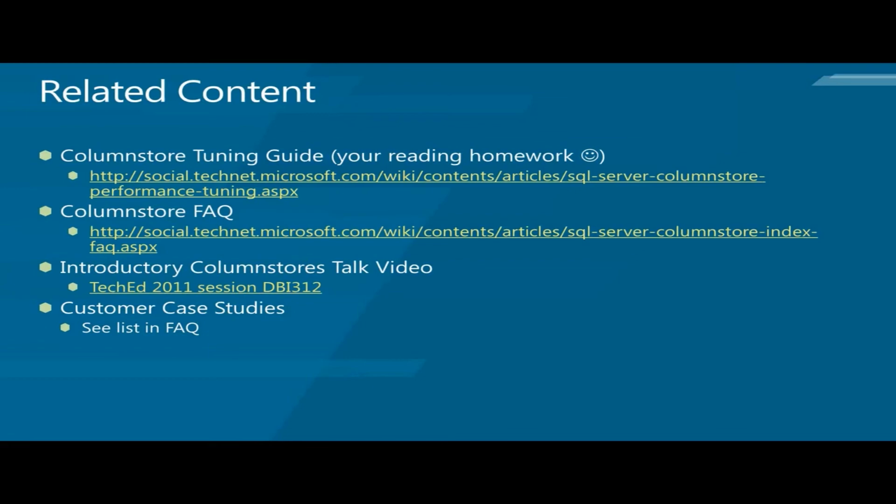So there are three things you should be aware of. There's the column store tuning guide. That discusses that workaround for outer join, as well as a bunch of other related information about how to make your column store index-based applications run fast. And the column store FAQ is a frequently asked questions document that answers frequently asked questions about the column store. And then there's an introductory column store talk video from TechEd 2011 that covers a lot of the things I talked about today.